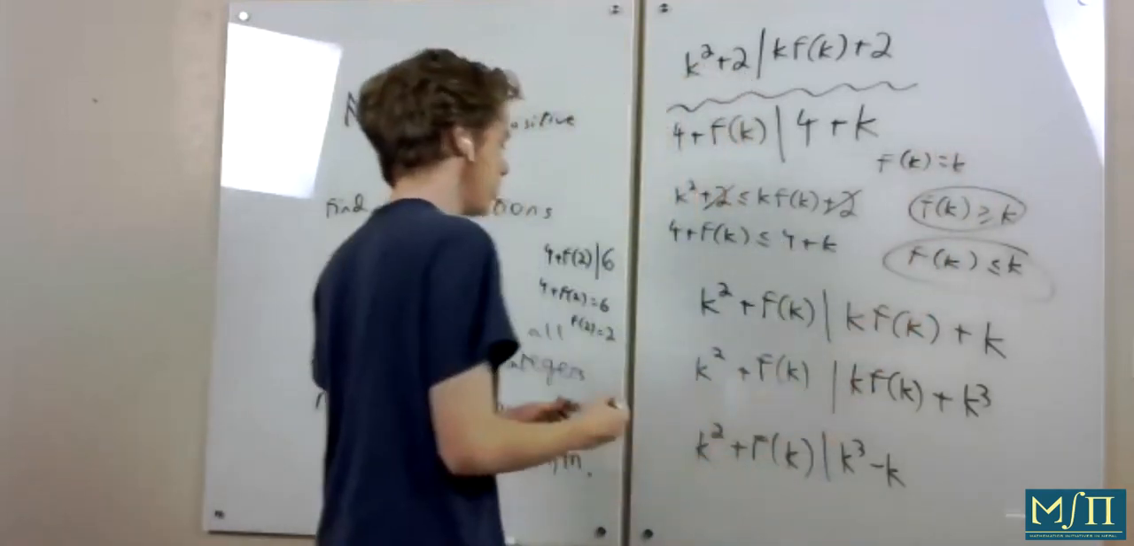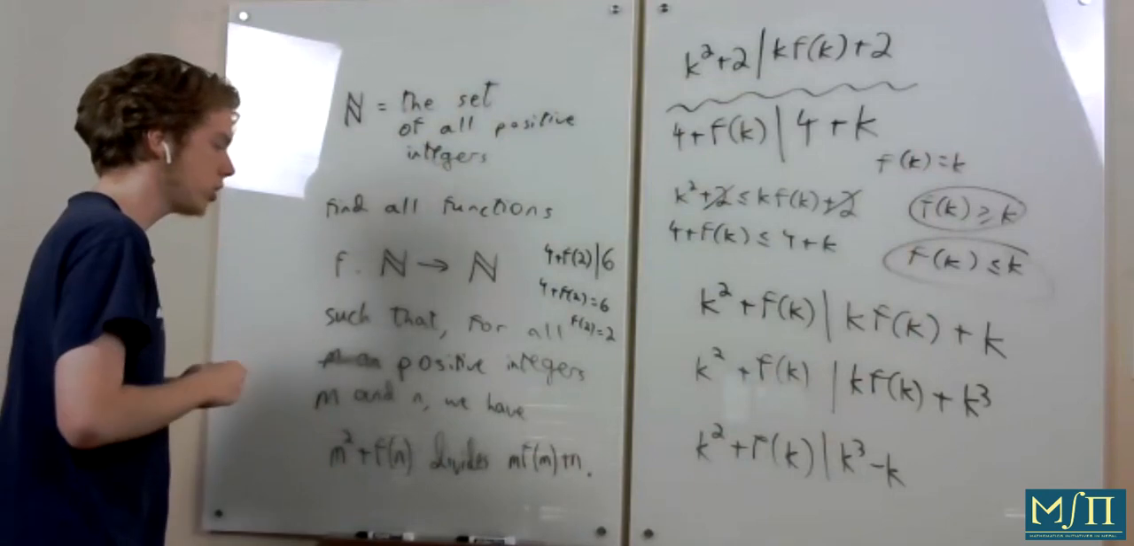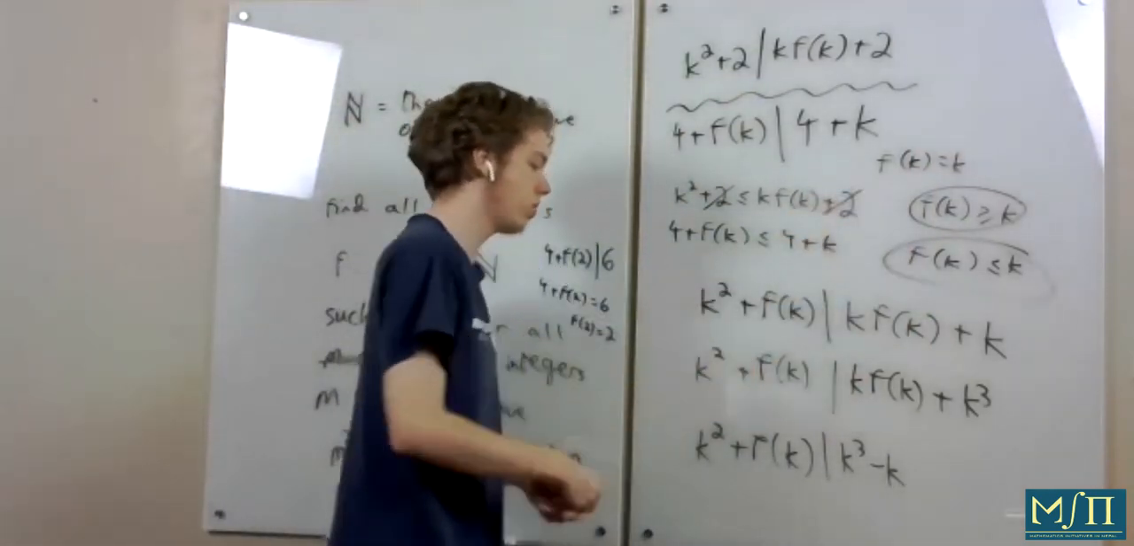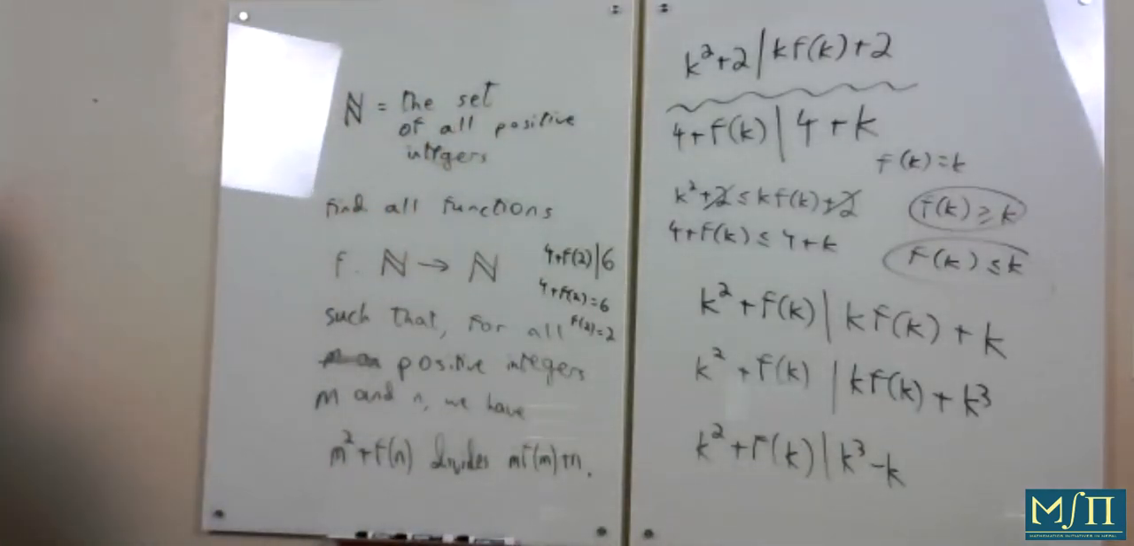So we're done. We showed that f of k equals k for all k is a solution, and we now showed that any solution has to be that, so that's the only solution. So we solved this problem. And so we're done. Any questions about this?